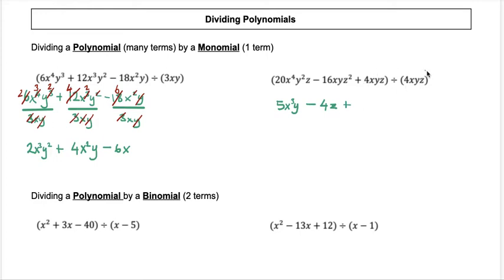So now we see this is highlighted here. So 4 divided by 4 is 1. X divided by X is 1. Y divided by Y is 1. And Z divided by Z is 1. So this is 1 times 1 times 1 times 1. So we do have to plug in the 1 there. We don't have anything else to work with. So that's what dividing by monomials looks like.